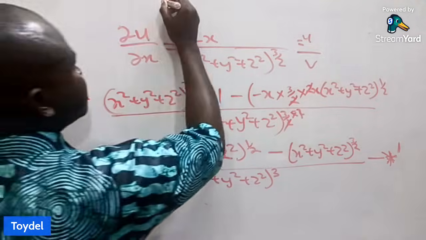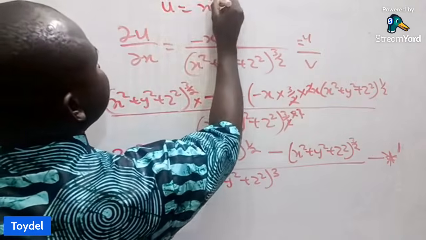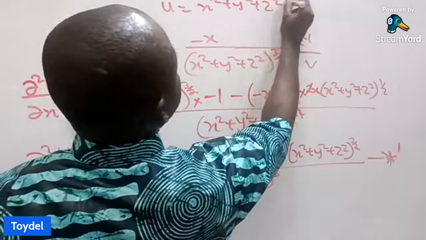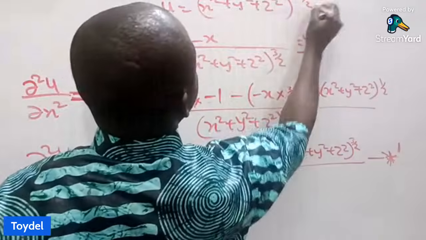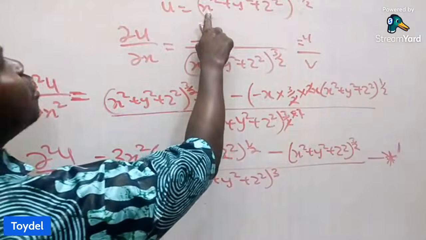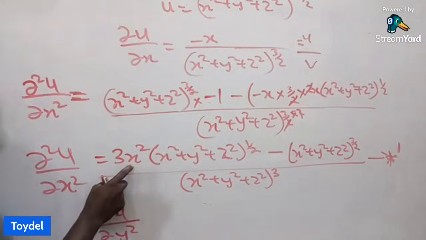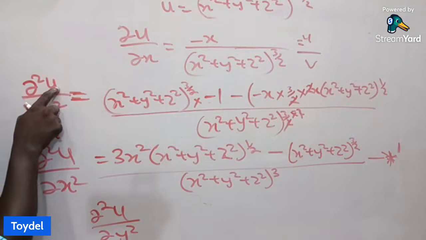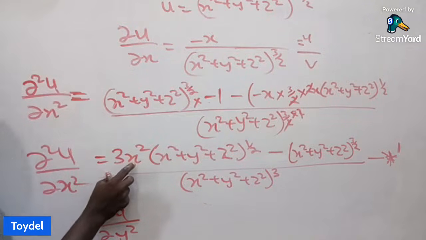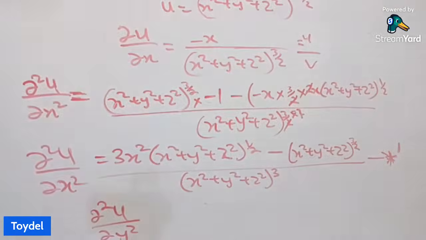Because u is given as x squared plus y squared plus z squared, everything raised to the power minus half, whatever operation I perform on each of these x, y, and z will be the same. If I do ∂²u/∂y², the only difference is that this place will be y squared. Every other thing will remain the same. Let's look at it very well because it's still the same thing.